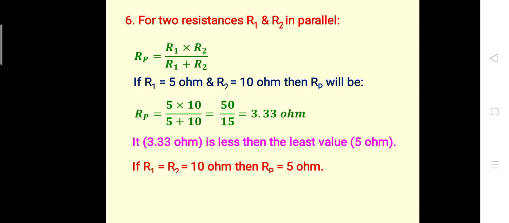If R1 is equal to R2 is equal to 10 ohm, both resistances have the same value, then the net result of the parallel combination will be 5 ohm.